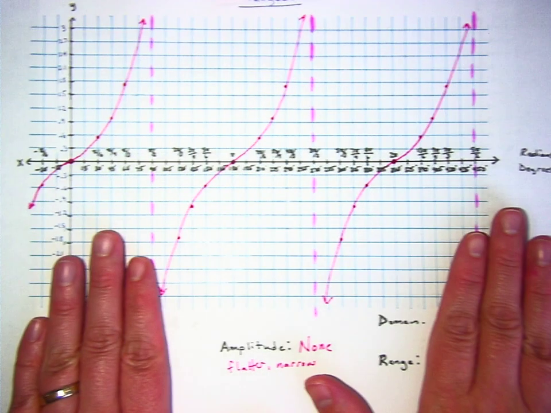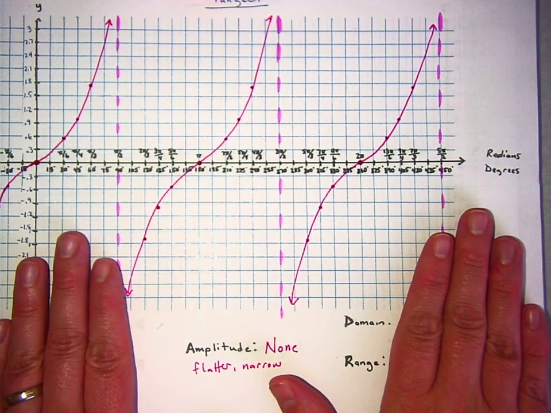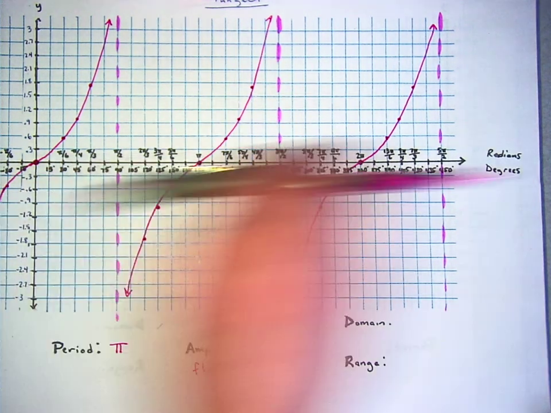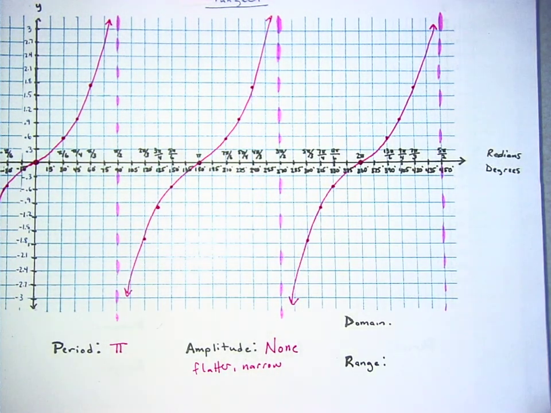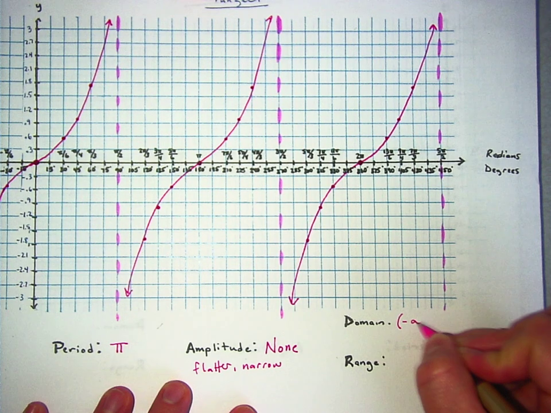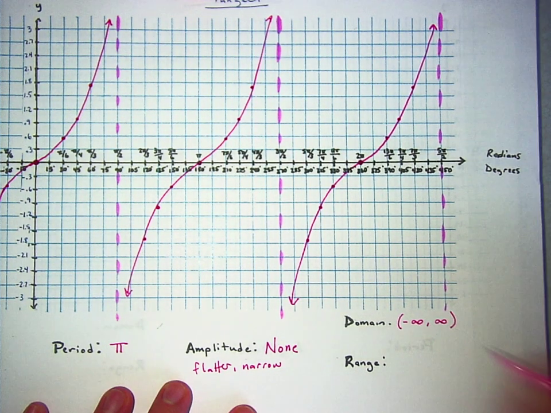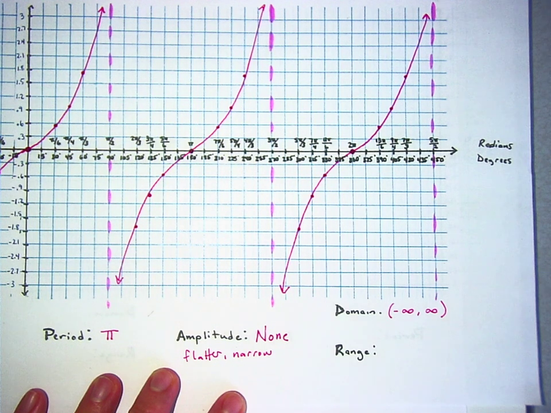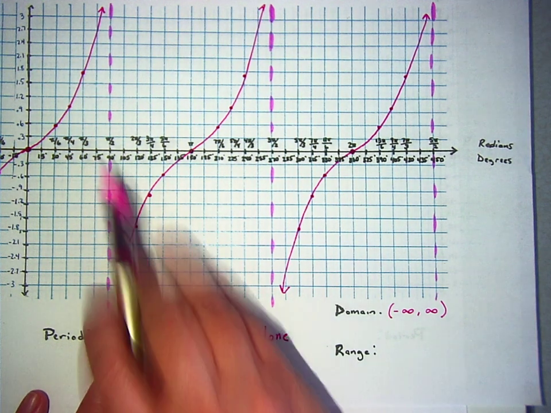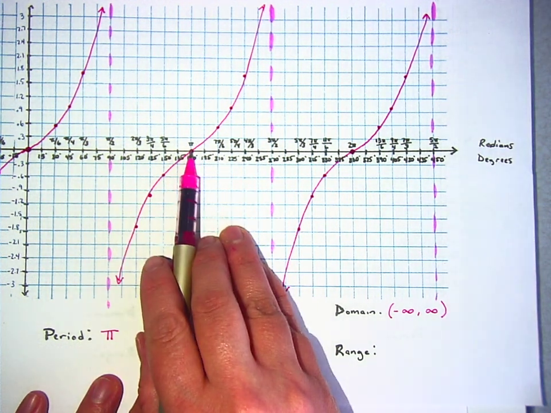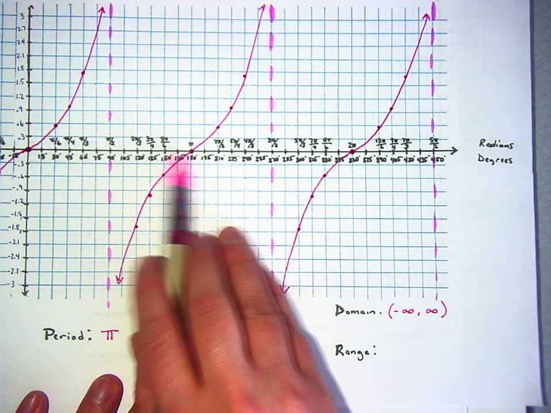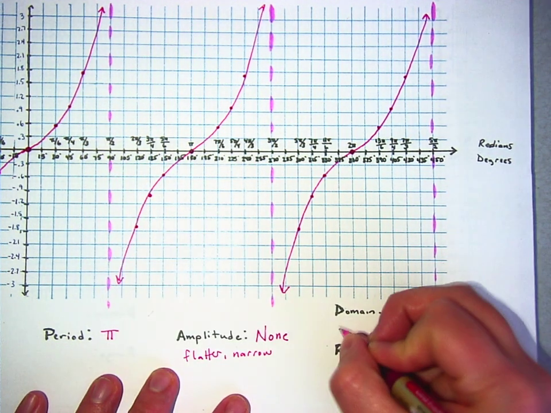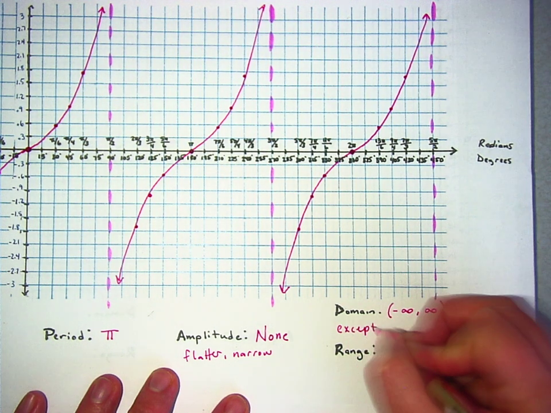Domain and range. How far does it go left and right? How far does this graph go on the left, and how far does this graph go on the right? Infinity. So it's negative infinity to infinity, except for what? What are the places that it doesn't exist? You mean the asymptotes? Yeah. So except the asymptotes.